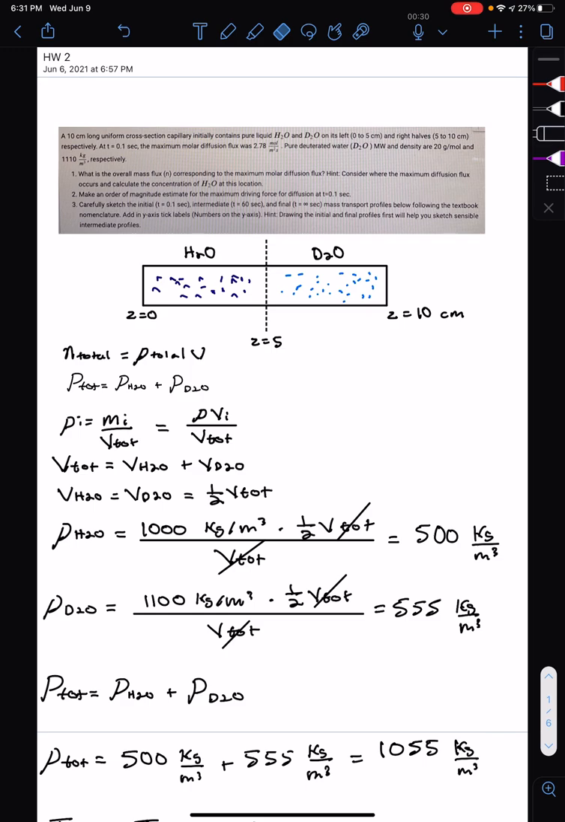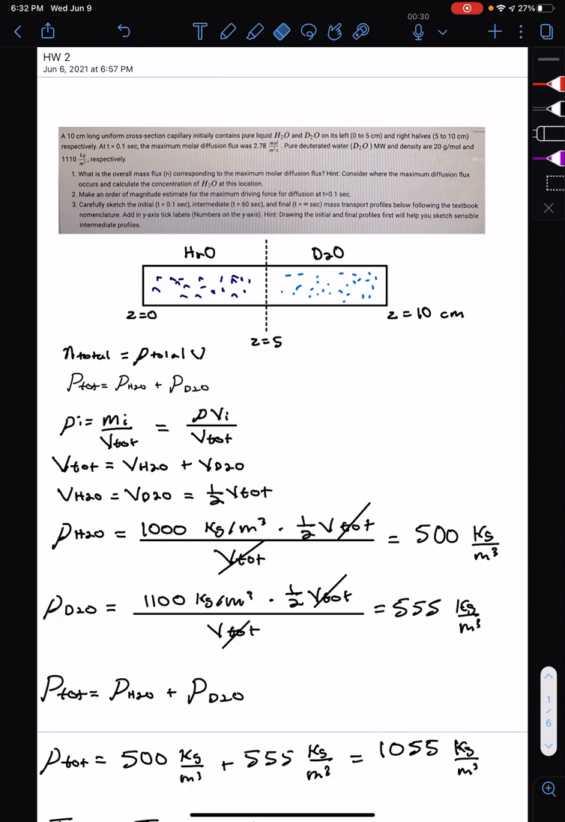And they give us a hint. They say the maximum diffusion flux occurs and consider where it occurs and calculate the concentration of H2O at that location. So the first thing I like to do before I approach any problem is draw a picture. So I drew a picture.